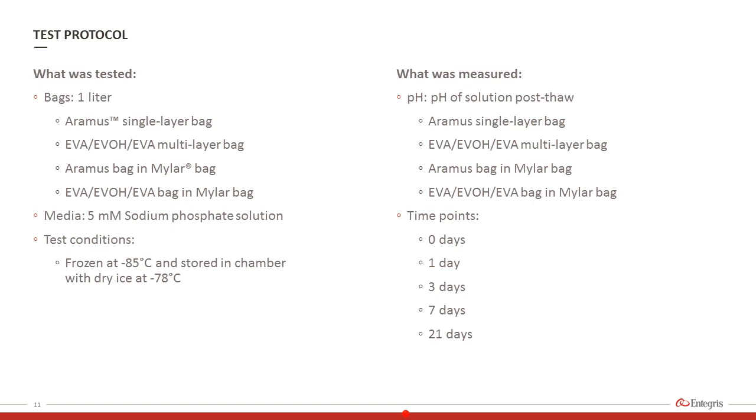The test included 4 different bag sets. One set is the Aramis single-layer fluoropolymer bag. A second set is a multi-layer EVA, EVOH, EVA bag construction. And sets 3 and 4 were these same bags but placed into Mylar. The solution was a 5 millimolar sodium phosphate mixture. And in this test, the bags were frozen at -85 and then stored in dry ice chambers at -78. pH measurements were taken at time intervals of 0, 1, 3, 7, and 21 days.